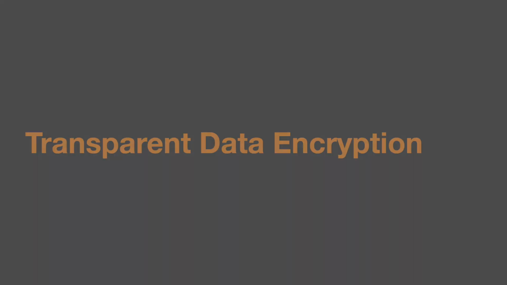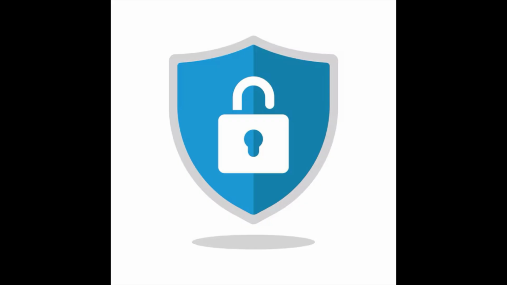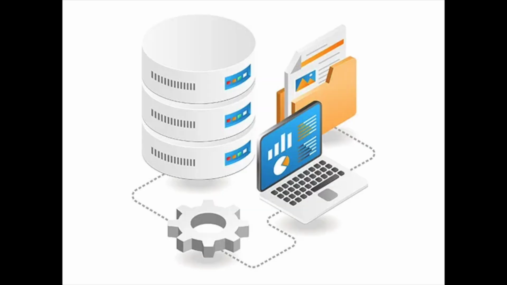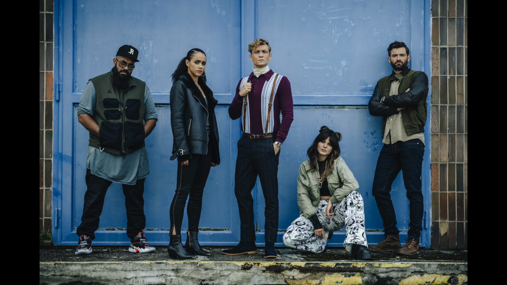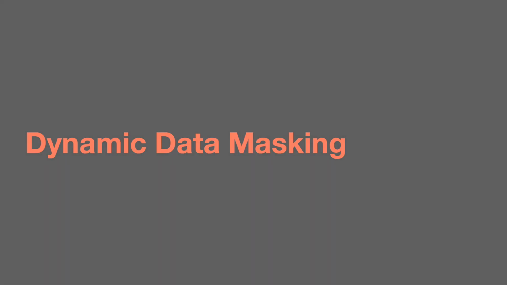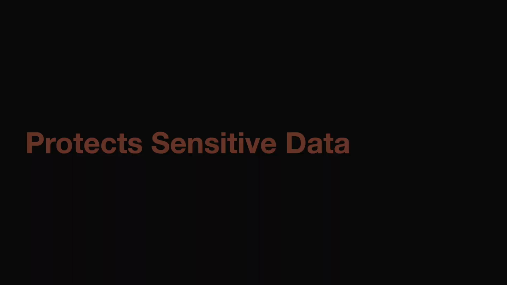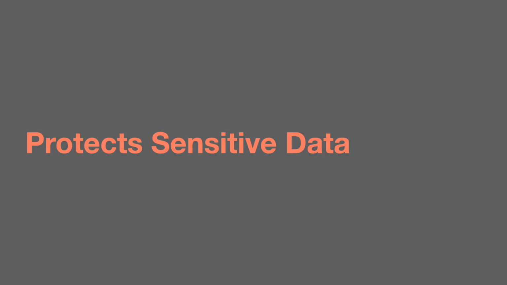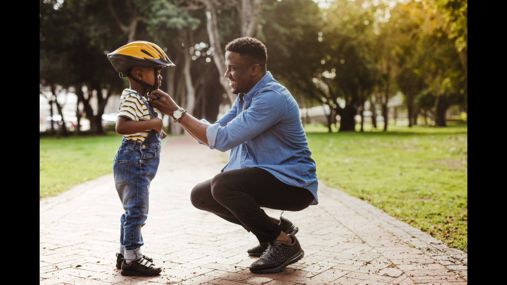And in TDE, transparent data encryption, it basically encrypts the entire database at rest, so no bad person can access the physical storage. So in this case, DDM, dynamic data masking, is the right answer because it protects the sensitive data and how this information is exposed and shown in the database, really.